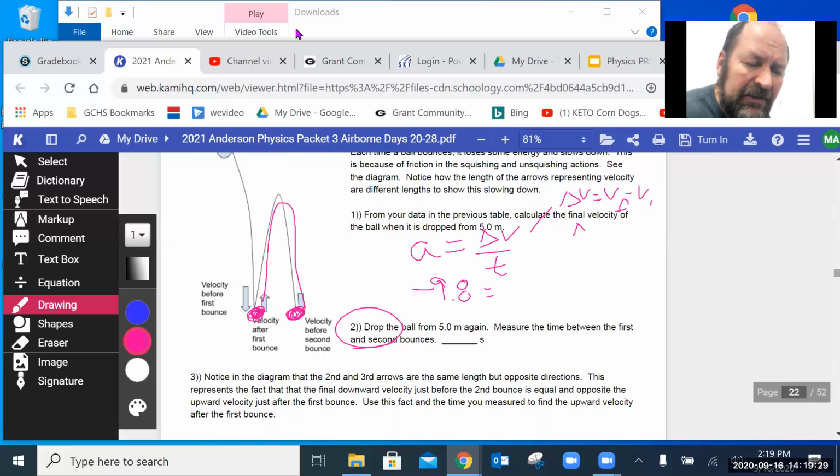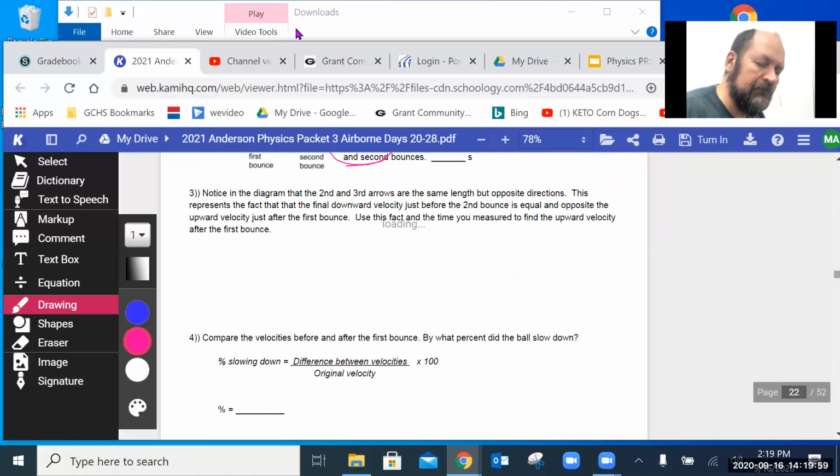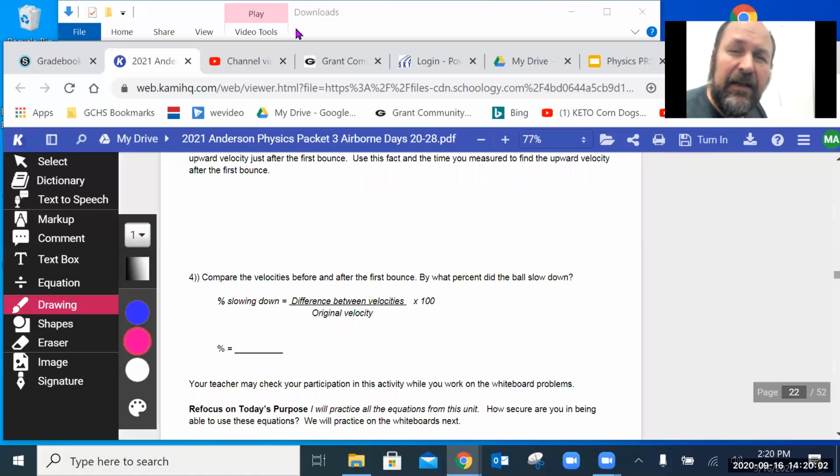So that means that in this case, the change in velocity is the exact same thing as the final velocity when it hits the ground. So that's what we're trying to find here, Vf. And then the T here at the bottom, whatever that is, that's going to be the time that we took in the previous part to go from the release down to the first bounce. Okay. So now go ahead and read the rest of this and follow those procedures.